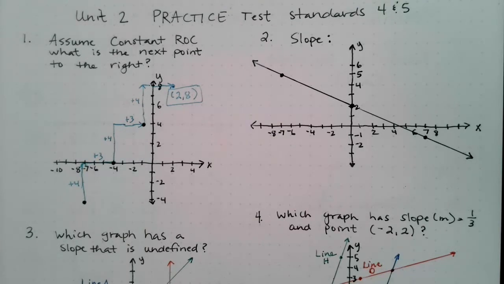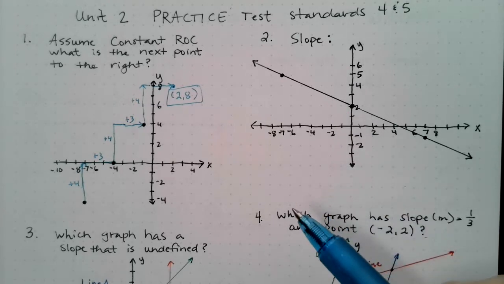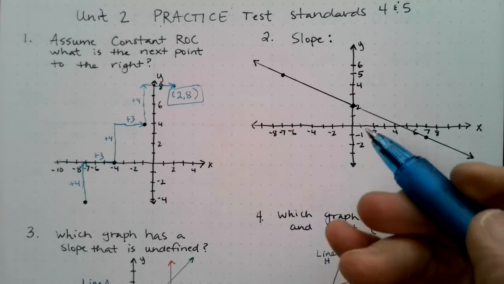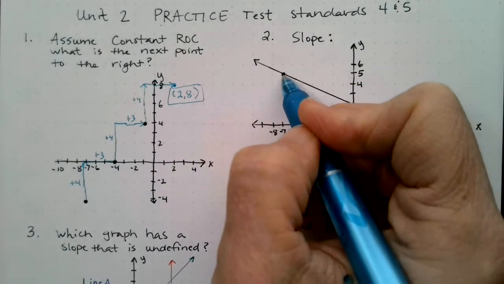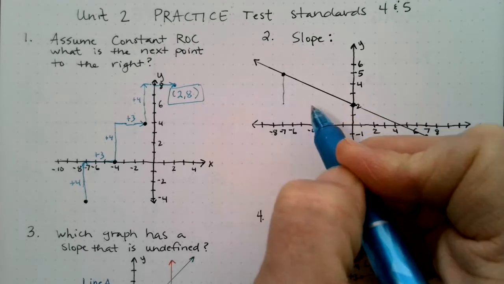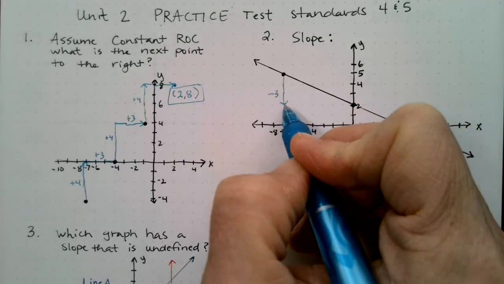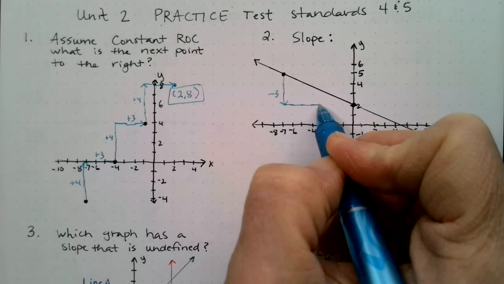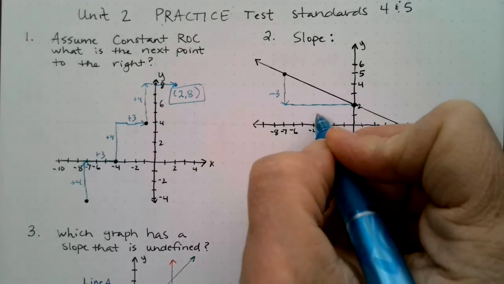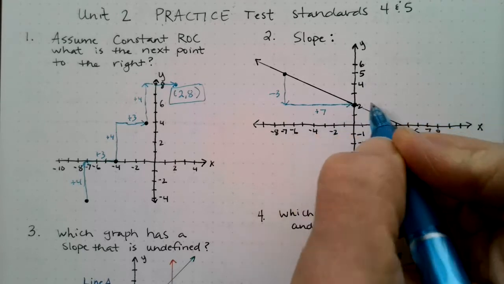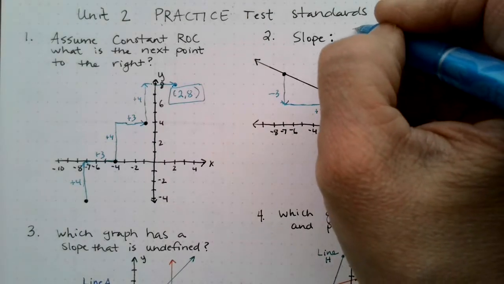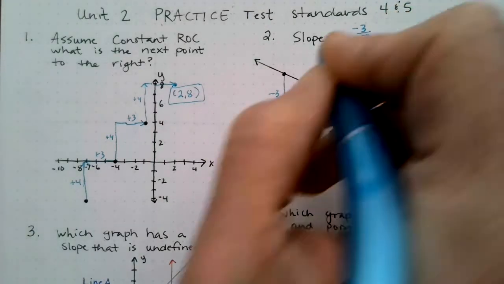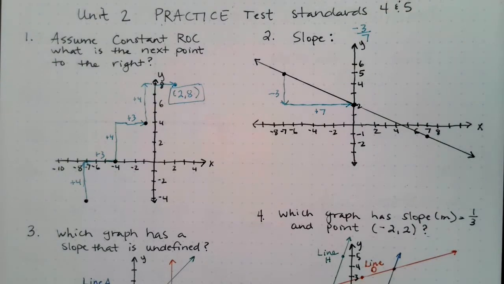For question number 2, you are to look at the given line and determine what the slope is. So again, we're going to do rise over run. And if we start over here, our rise is negative because we're going down. So down 1, 2, 3, and to the right 1, 2, 3, 4, 5, 6, 7. So to the right is the positive direction and down is the negative direction. So for my rise over run, I was going down 3 and to the right 7. So my slope would be negative 3/7.